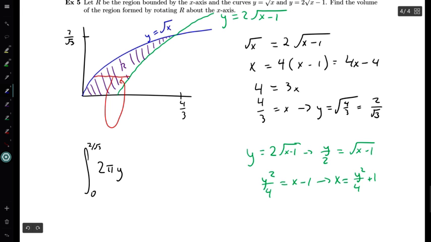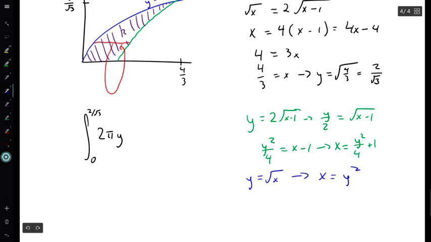I also want to know a formula for the x value on my blue curve. This one's a little bit simpler because we have y equals root x, and that simply tells me that x equals y squared. Cool. So I have these two different formulas for my x values here, and I know I want to take the larger x value minus the smaller x value. The larger x value is given by my green curve, so it's y squared over 4 plus 1. The x values on the blue curve are smaller, so I want to subtract away the y squared, which represents the x value there. And now I'm integrating with respect to y.